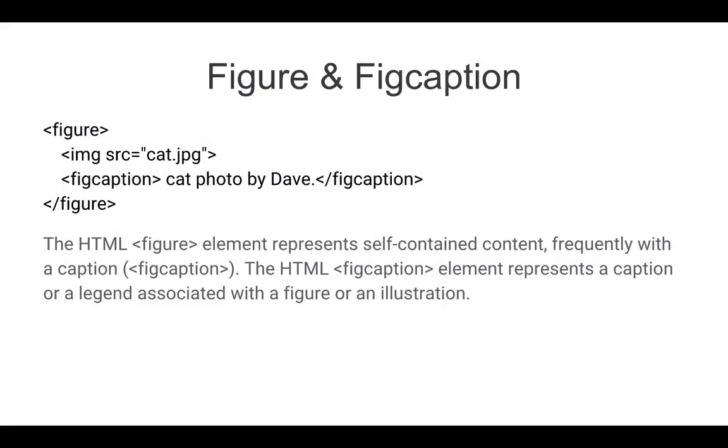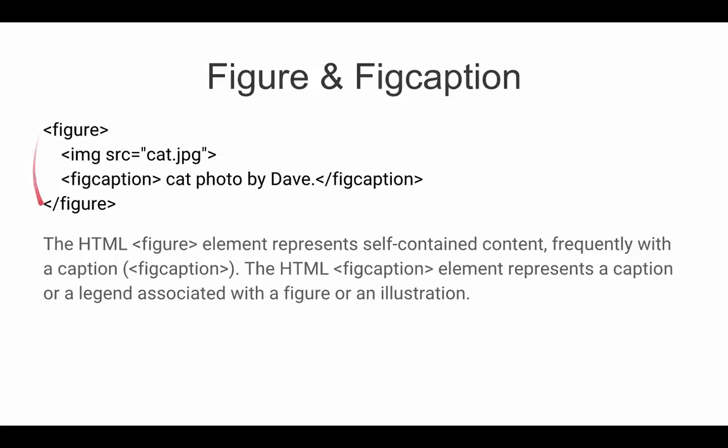We also have figure and fig caption. So figure allows us to surround a piece of content such as, typically, an image or a diagram. And then fig caption allows us to write a little snippet about that particular piece of content that's nested inside of our figure.